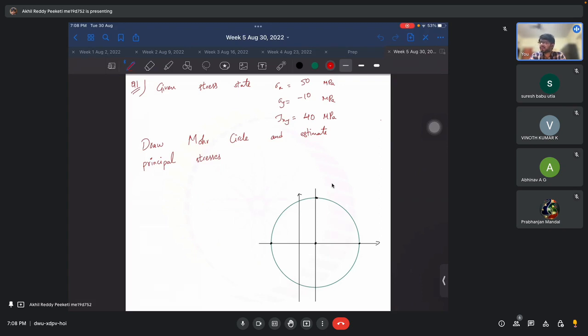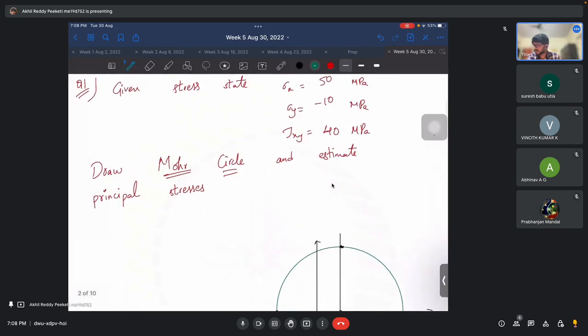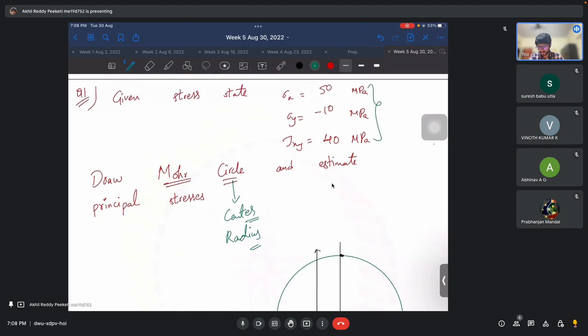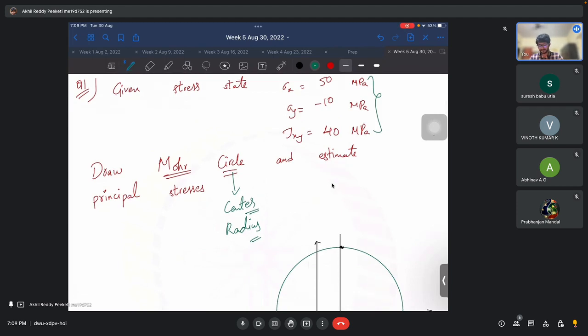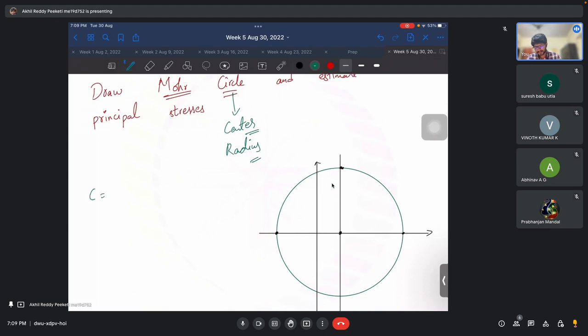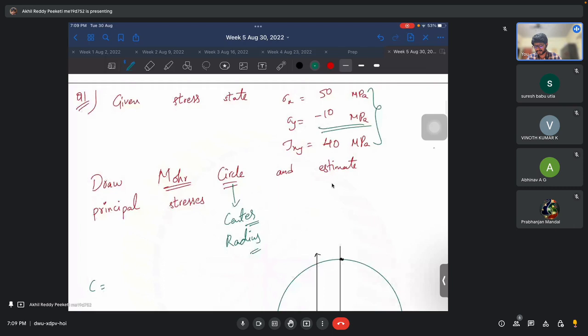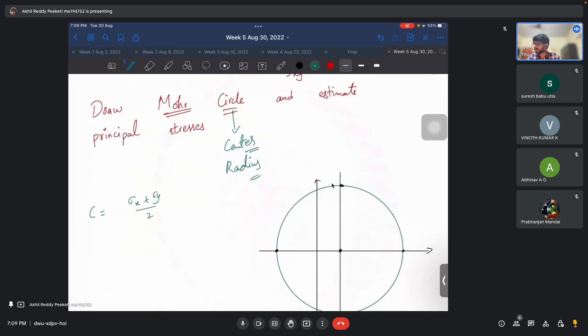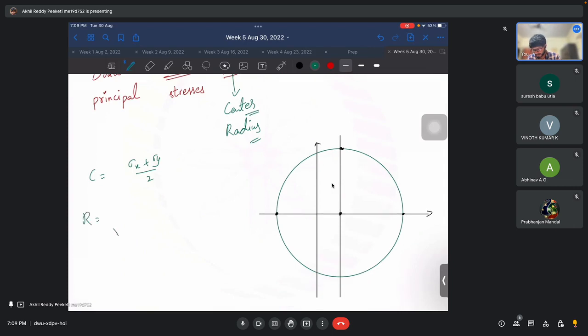So can anyone tell me, to draw the circle we need two main things, right? What are those two? Center and radius. So given the stress combination, how can we estimate the circle center and then the radius? For this case, there is a direct formula. The center would be the average of these two stresses, sigma x and sigma y. So sigma x plus sigma y by 2 would be the center, and the radius would be the square root of sigma x minus sigma y by 2 whole square plus tau xy whole square.